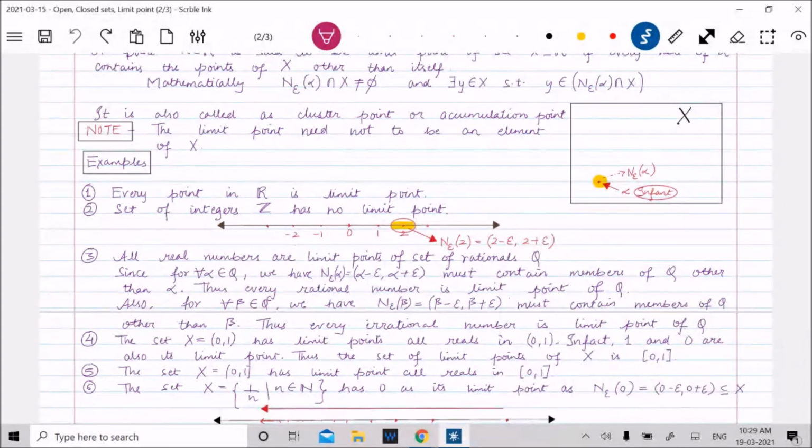Yes, Aman Kotnala, you want to ask something? Please ask. Yes, sir. Sir, actually, I was having doubt in this particular section about 0 and 1 being the limit points of the set.